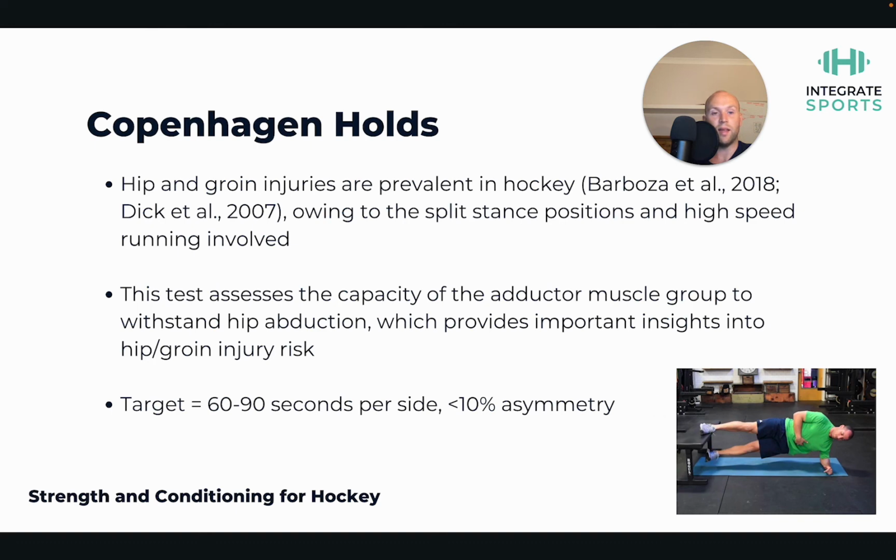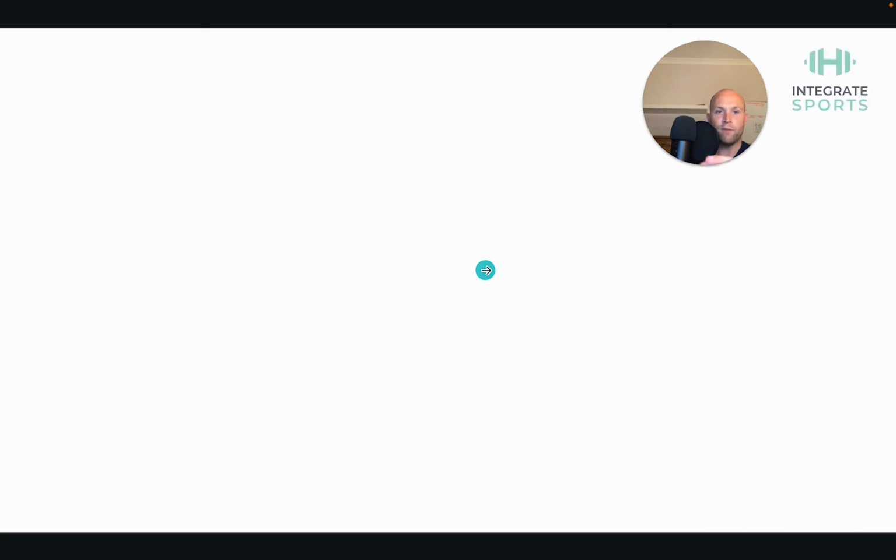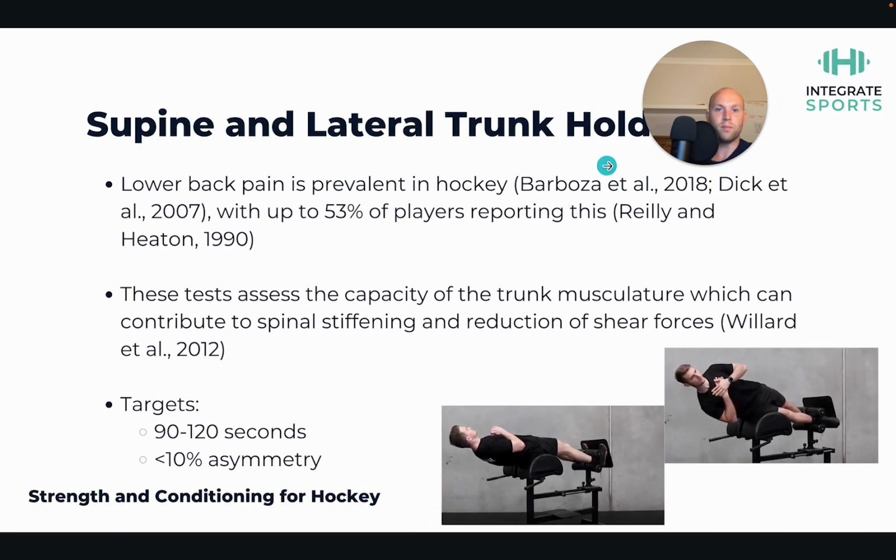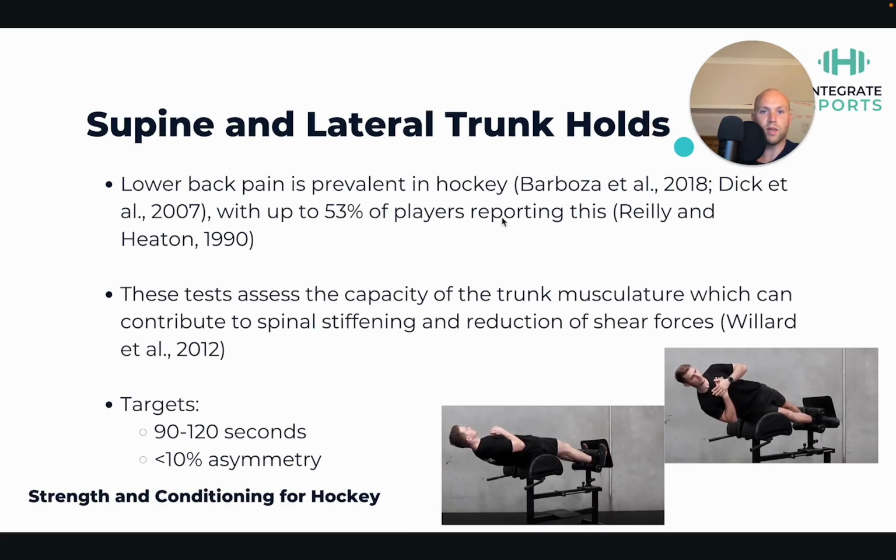And if you were to have one deviation, initially that's okay, and then the second one would be the end of the test. So again, you can check out the protocols to see exactly how to do that one in more detail. But in effect, a score of around 60 to 90 seconds per side would be a good ballpark. Finally, then we've got some trunk muscle capacity assessments.